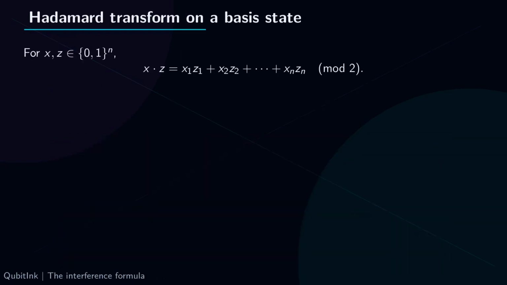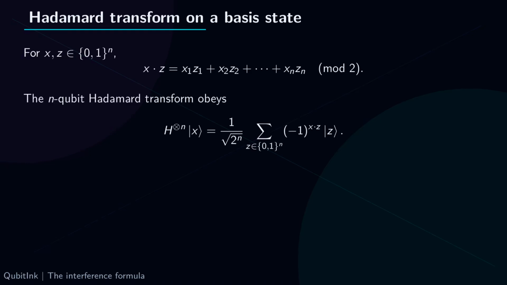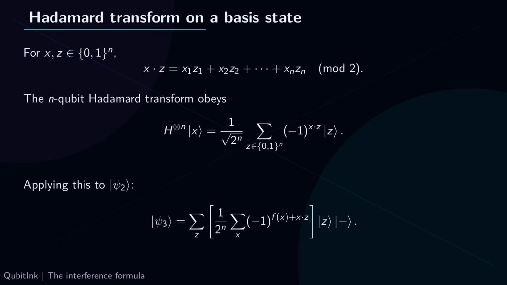This slide gives the exact interference formula. For n-bit strings x and z, the dot product x·z equals x sub 1 z sub 1 plus x sub 2 z sub 2 plus ... plus x sub n z sub n, modulo 2. The n-qubit Hadamard transform satisfies H tensor n ket x equals 1 over square root of 2 to the n, sum over z of -1 to the power x·z, ket z. When this is applied to the phase-encoded state ket psi sub 2, the amplitude of each output string z becomes 1 over 2 to the power n, sum over x of -1 to the power f of x plus x·z. This sum is where the interference happens.